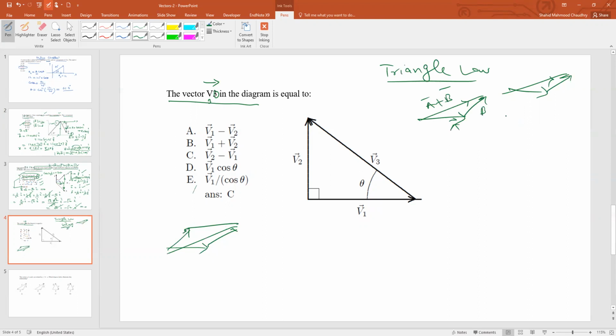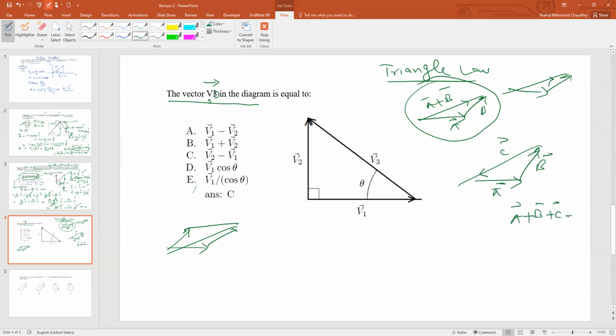So one is this diagram, which you have studied before. Now I'm giving you one more concept. If this type of problem comes, what you will do? You should make an order. Order means if this is A, this is B, and this is C, suppose the order is like this one. It means that A plus B plus C equals 0.